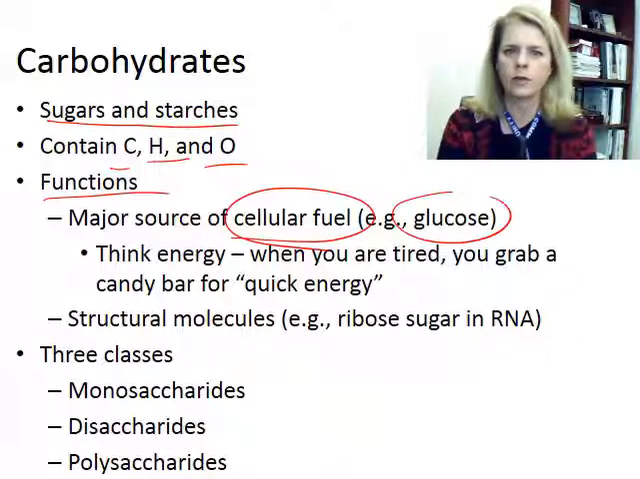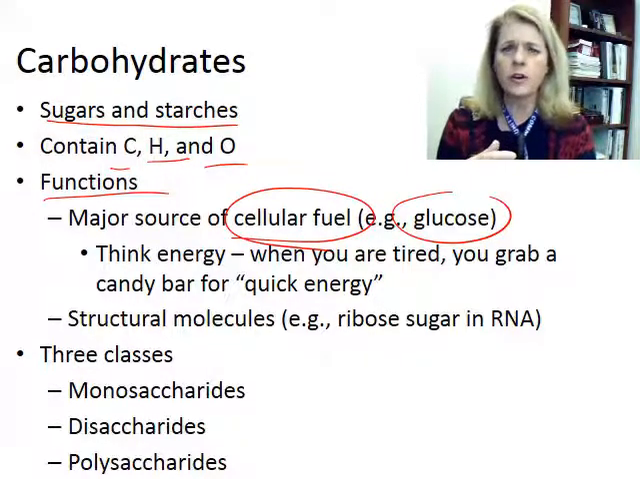For example, we use glucose as the precursor to make ATP, which is the actual energy source that we use. If you're tired, a lot of times we'll grab some quick energy, a candy bar, something sweet, and then our body is able to take that glucose, break it down and turn it into ATP, which we can use for energy. So glucose is a quick energy source, and carbohydrates are our primary way that we get energy.